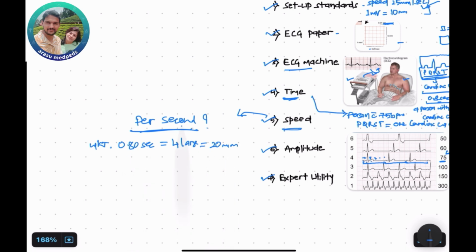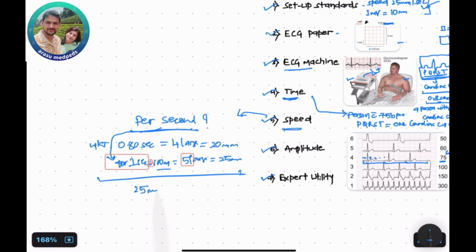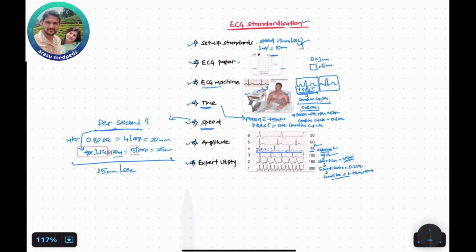Now for 1 second, which is 1000 milliseconds, it will be how much? 5 large boxes, right? This was 800 milliseconds, 4 large boxes. 1000 milliseconds, 5 large boxes. 5 large boxes in the sense 25 mm. So to get such standard things, the paper should come out of the machine at 25 mm per second speed. That's how they got the speed for standardization.